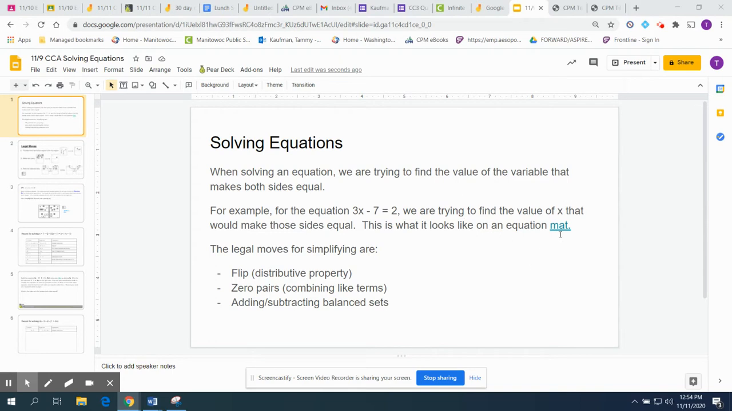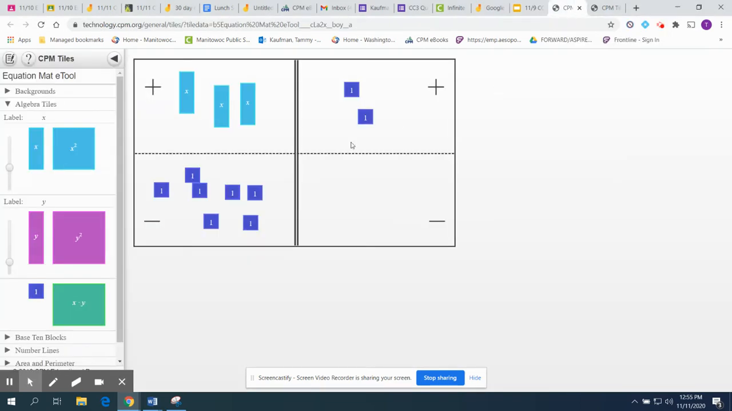Just a quick peek of what this looks like on the tile mat. I'm going to go through one in a minute, but this is 3x minus, and remember, minus can be shown by positive unit tiles on the bottom or red tiles on the top. So 3x minus 7 is equal to 2.